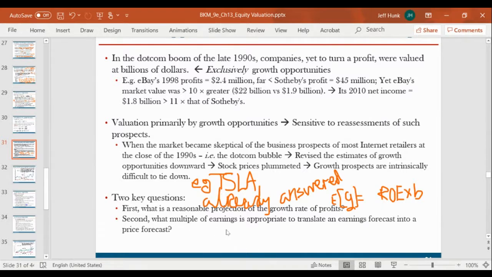Then, what multiple of earnings, that means what price earnings multiple, is appropriate to translate an earnings forecast into a price forecast? We already know. You should be able to answer that, right? It is 1 minus b over k minus g.